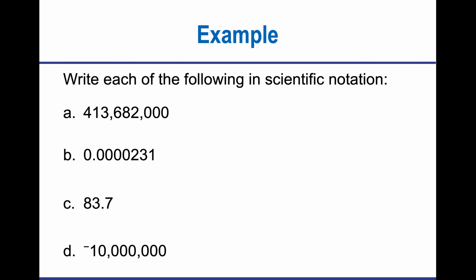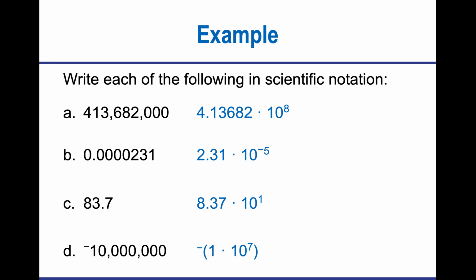So if I look at each of the following and I write them into scientific notation, I'm going to move the decimal point until there's only one value. Here I have to move the decimal point 8 times to get to where there's only one value in front of it. Here I'm moving it 5 times, but I'm going to the right, and because I'm going to the right, it's going to be a negative 5. In part C, I'm going to have 8.37 times 10 to the 1 because I only had to move the decimal place one time. And in part D, I would move it 7 times to get between the 1 and the 0 here, and I put the negative in the front, not in the exponent, in the front.